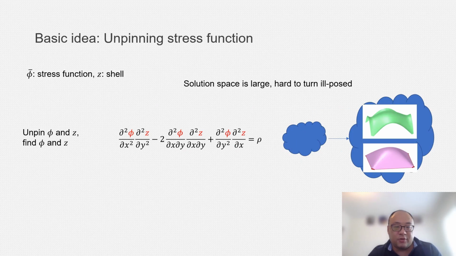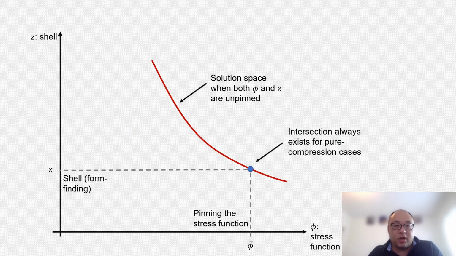Now, we consider unpinning both the stress function and shell and consider both of them unknown variables. In this case, as we now have two unknowns and one condition, the problem is under-constrained in general and is unlikely to become over-constrained. Here is what's going on.